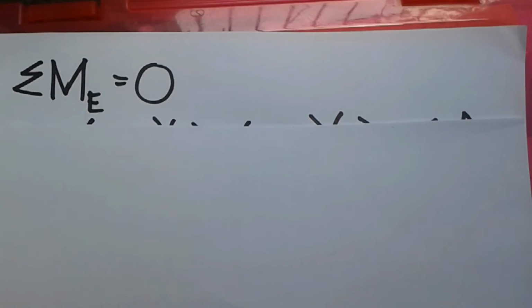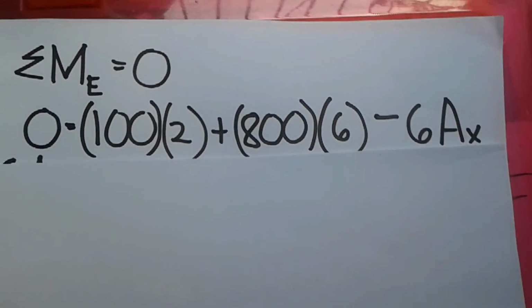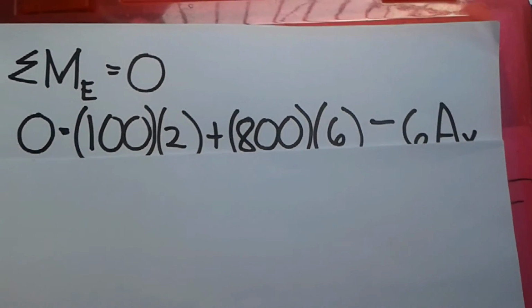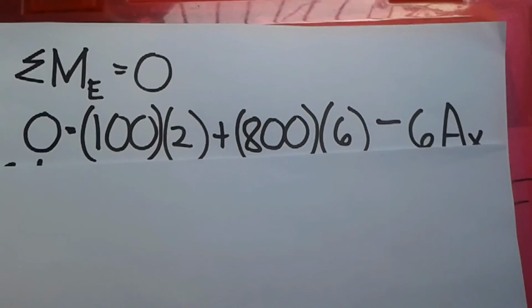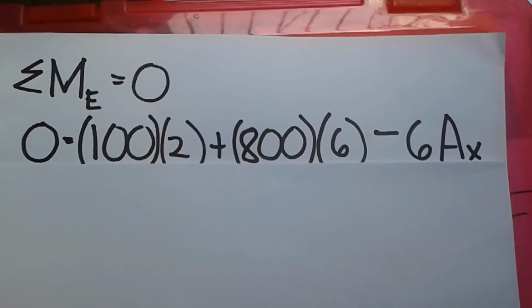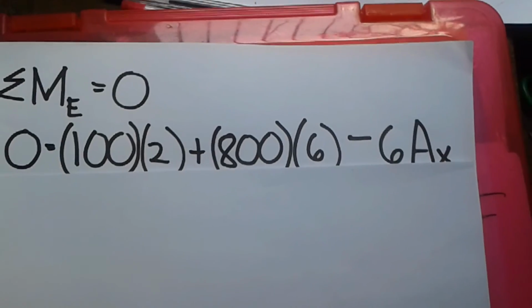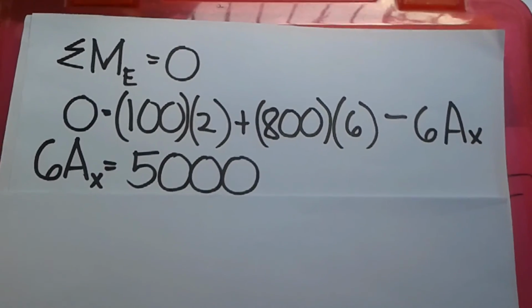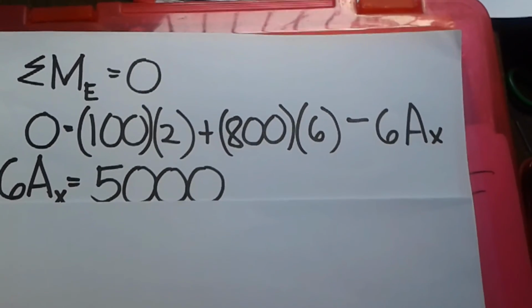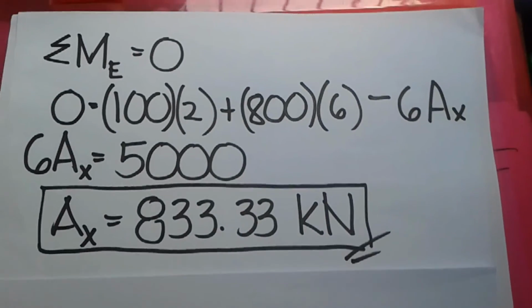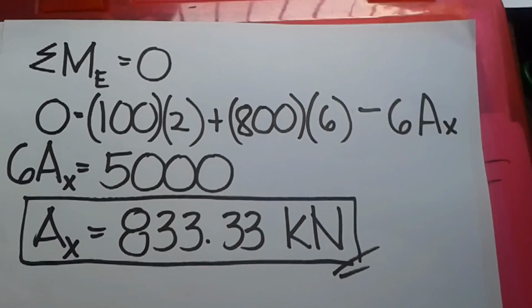Again, we can also use the moment at point E, since the summation of moment at point E is equal to 0. So 0 is equal to 100 times the distance 2 plus 800 times the distance 6 minus 6 AX. So in this formula, we can determine the value of AX. We will get AX is equal to 833.33 kilonewton.